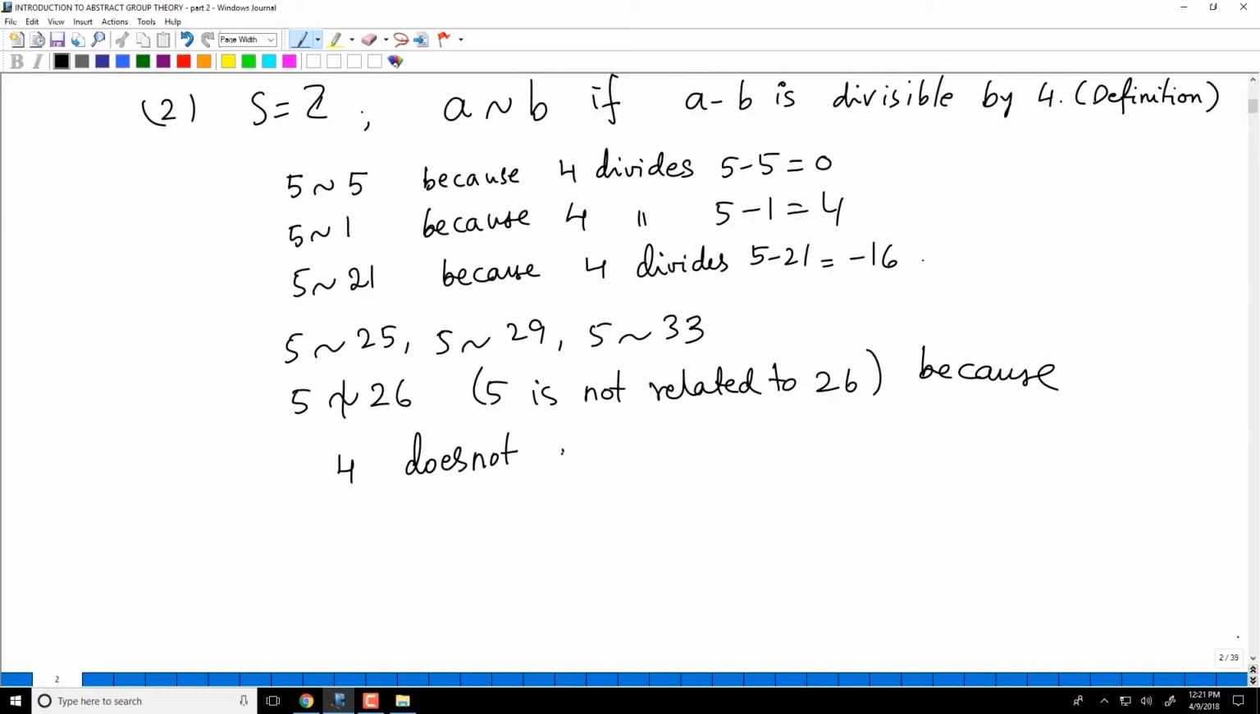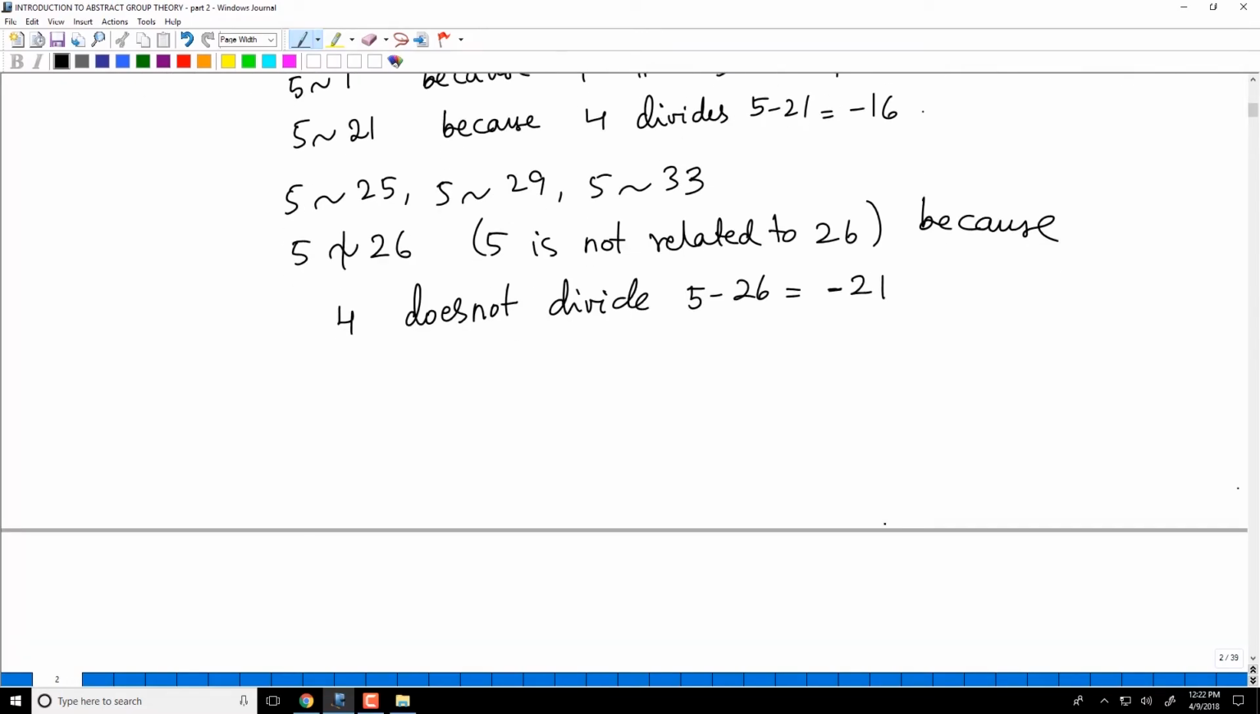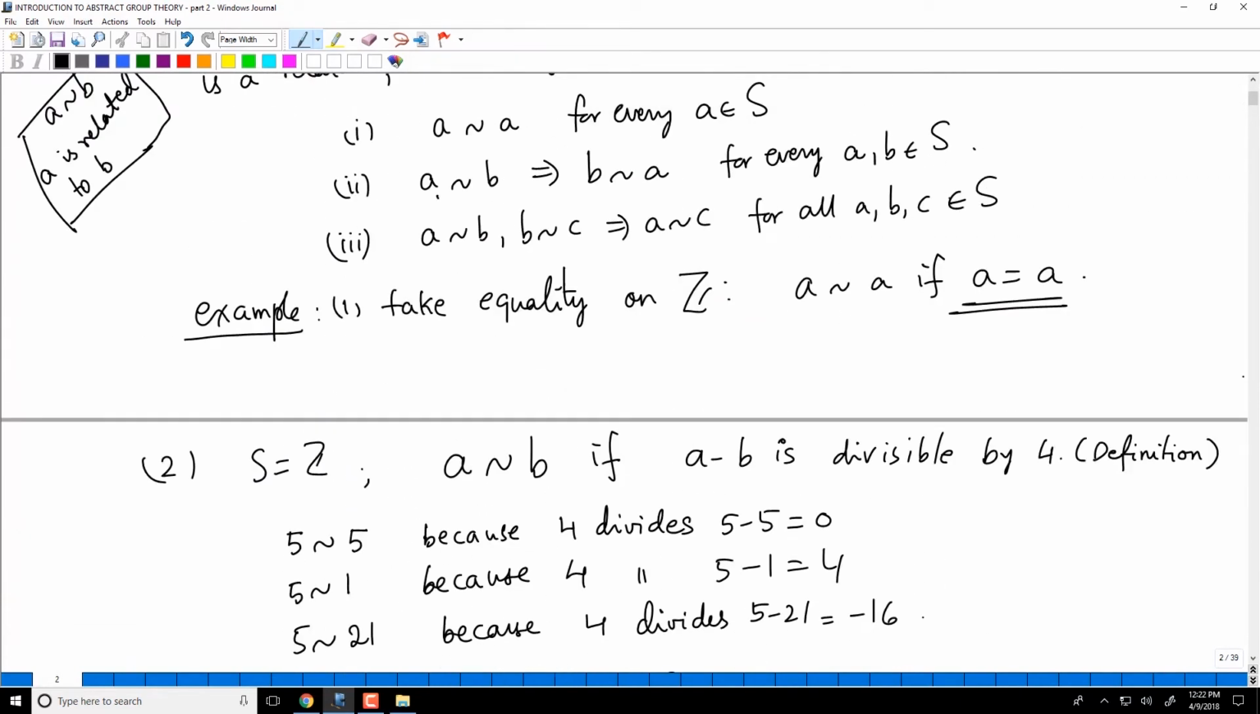4 does not divide 5 minus 26, which is minus 21. So 5 does not divide that, 4 does not divide it, so 5 is not related to 26. So this is a more interesting example of an equivalence relation than equality.